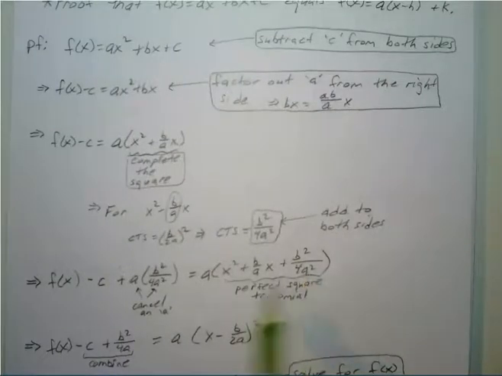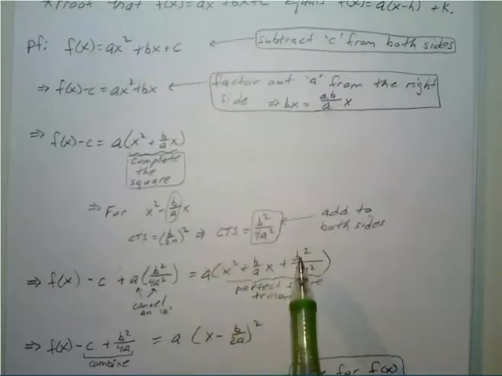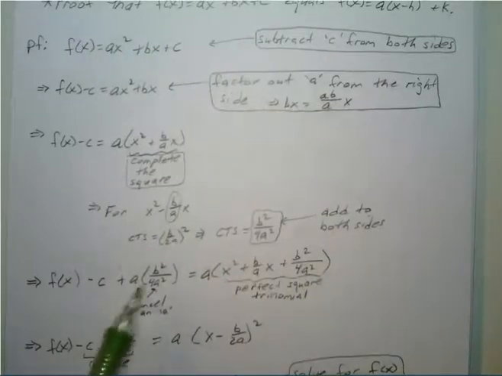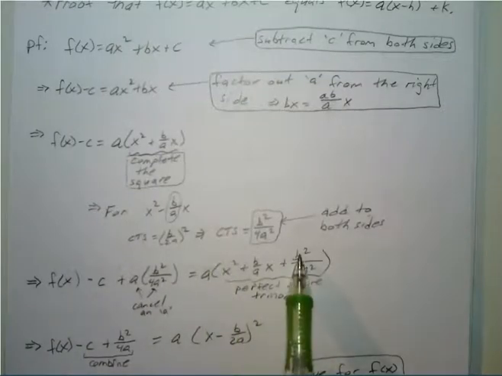Okay, now on the left side, we have to adjust because remember, when you distribute this a, you will have a times b squared over 4a squared. So that's what we have to have on this side, a times b squared over 4a squared, just to account for that distribution of the a right here.